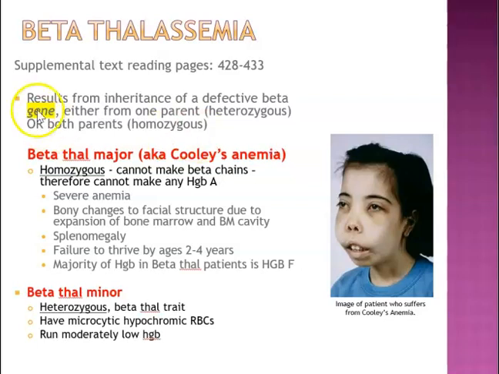hemoglobin levels. But to sum up alpha thalassemia and beta thalassemia, it's a problem with the gene. The gene is either deleted or the gene is defective, so you cannot produce the globin chains that you need in order to make the hemoglobin that you need for the body.